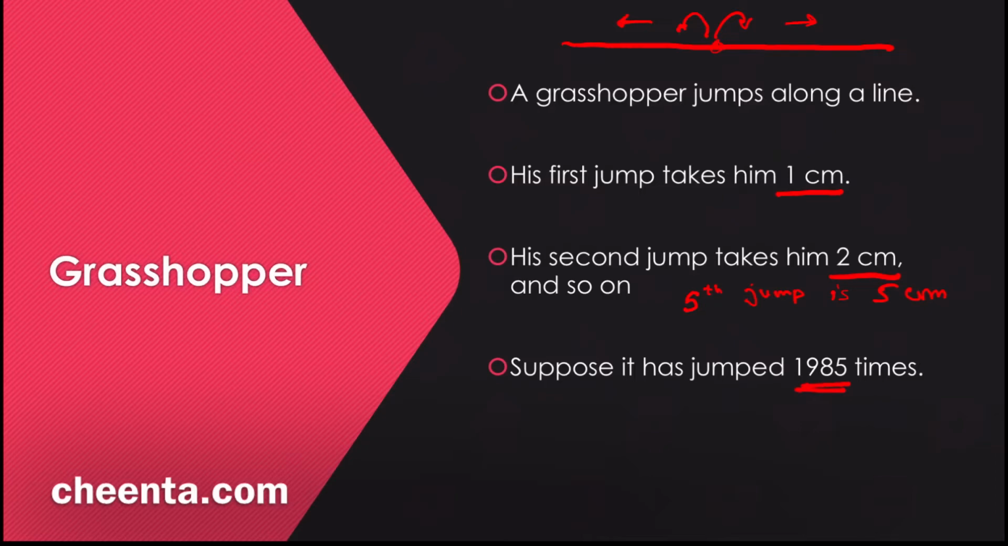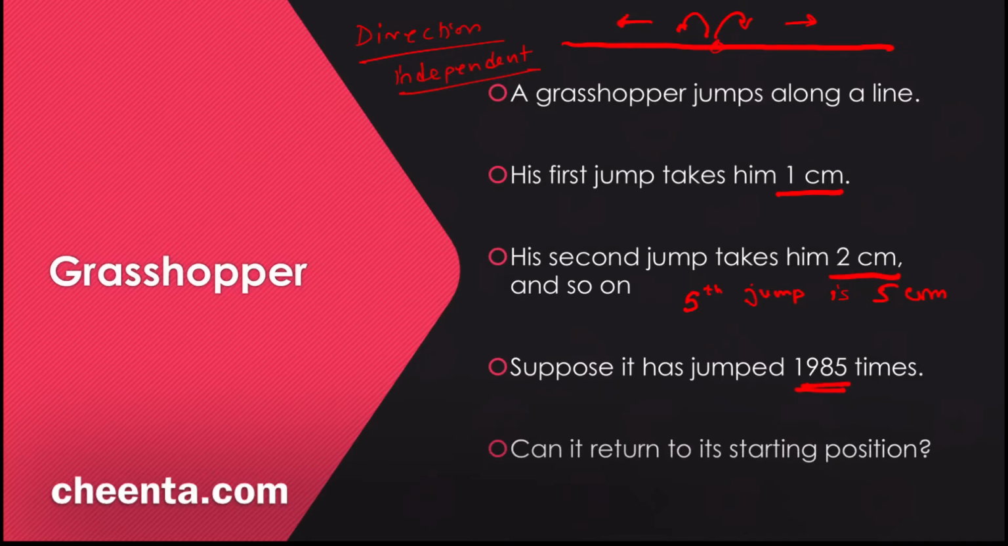The only thing that you do not have control on is whether it is jumping left or right. You do not have control on the direction of the jump. So it can jump right or left. The question is, after 1985 jumps, can it return to its original starting position?